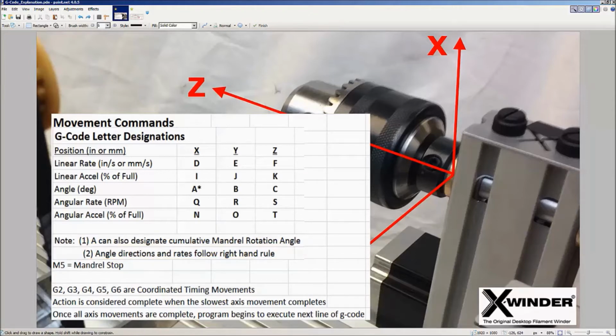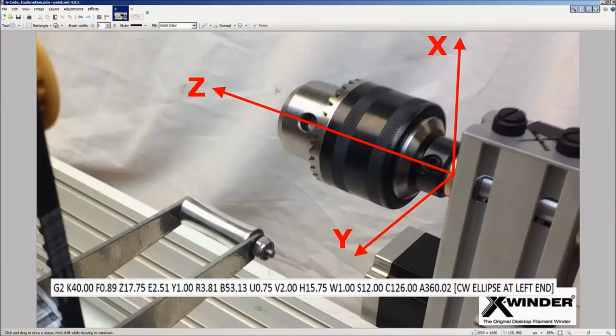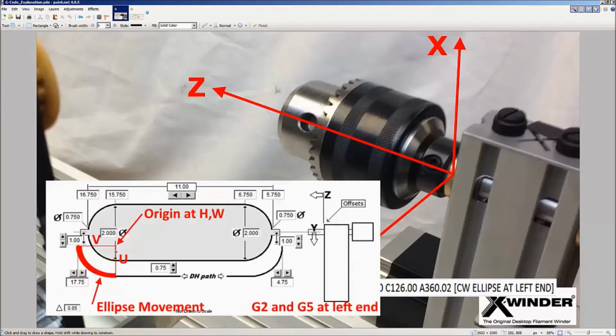Okay, so just a second. I think we're going to go here. We're going to look at this line of code, and we're going to dissect this line of code as an example. So here we have a G2 command. So this is a G2 command. So the mandrel is moving in a clockwise movement at the far end, and we'll come back to that picture.